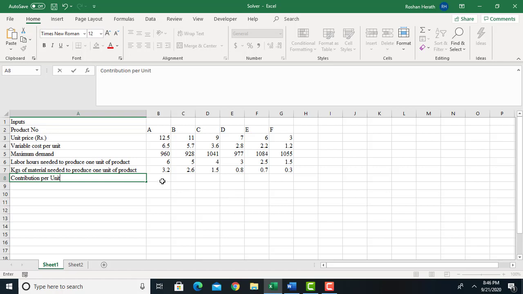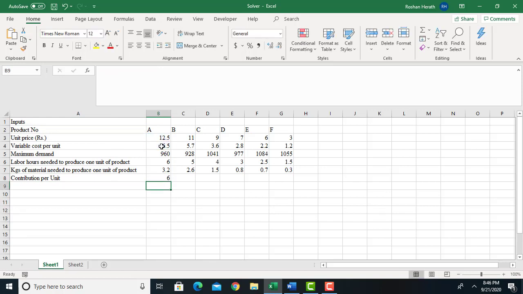It's just a matter of taking the unit price minus the variable cost. So it's 6 for A. Now you can simply drag it. Then the B, C, D, E, F, likewise it goes on. So now you have worked out the contribution per unit.